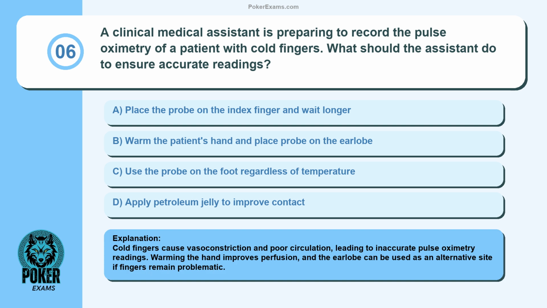Cold fingers cause vasoconstriction and poor circulation, leading to inaccurate pulse oximetry readings. Warming the hand improves perfusion, and the earlobe can be used as an alternative site if fingers remain problematic.